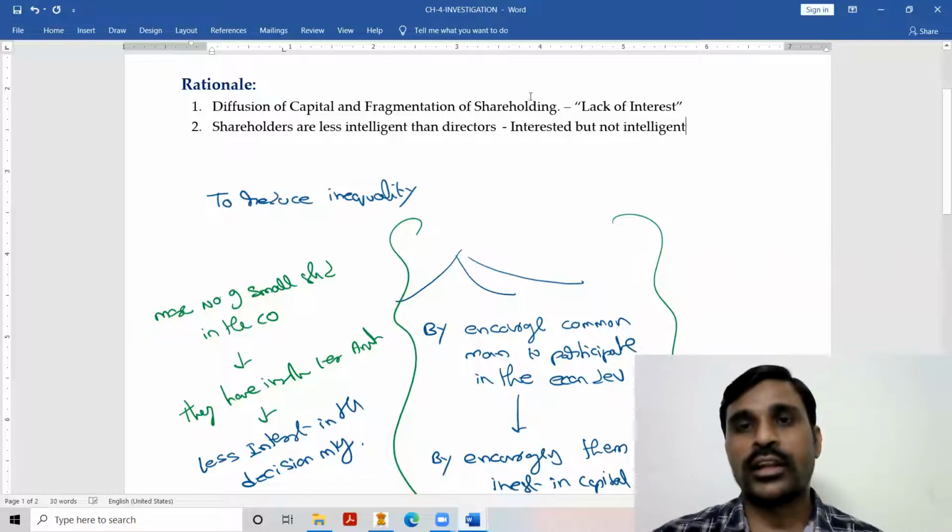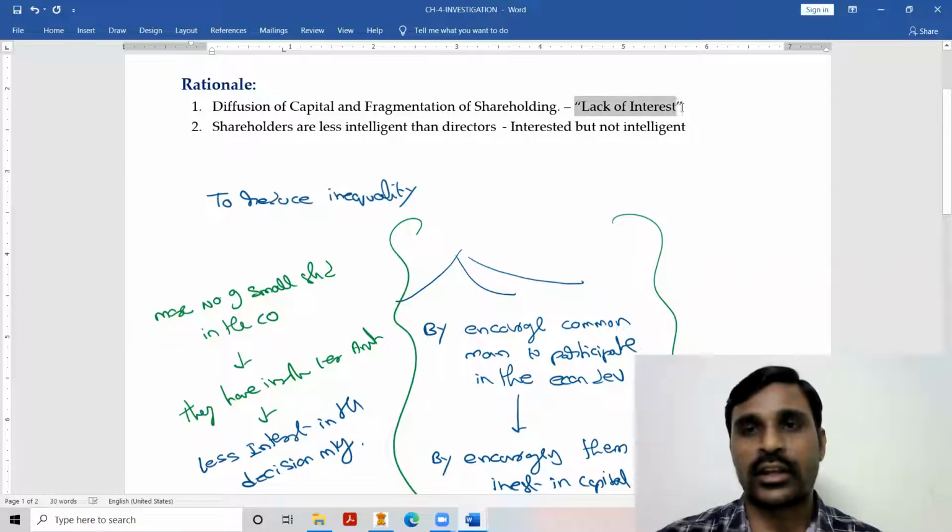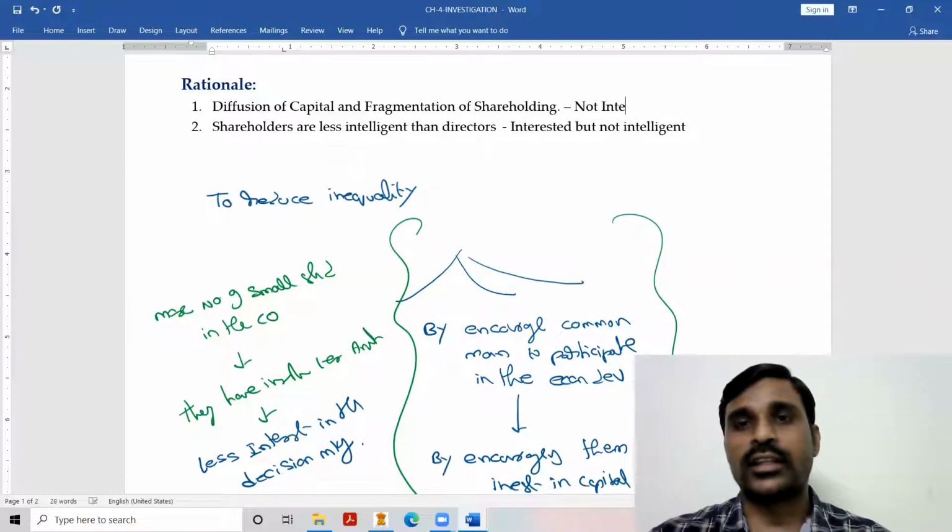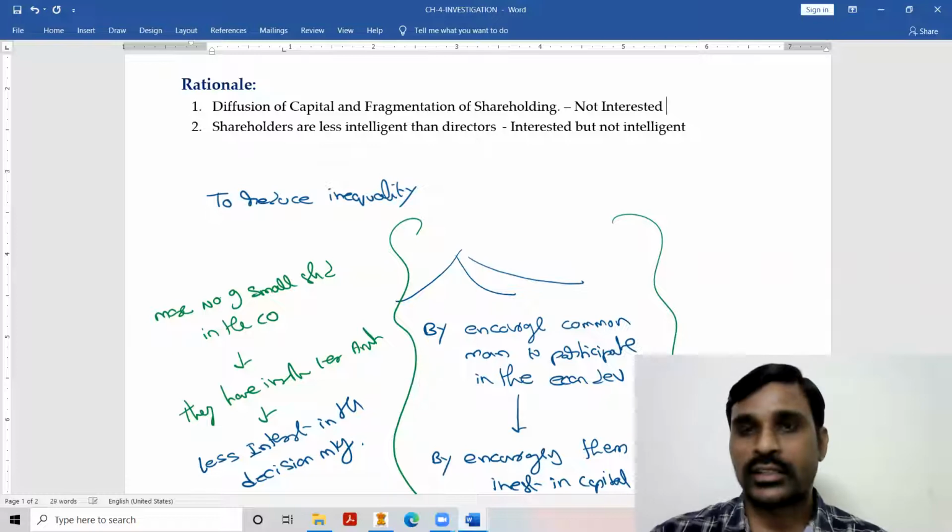So this is not interested. The first point is that shareholders are not interested. Many shareholders are not interested.